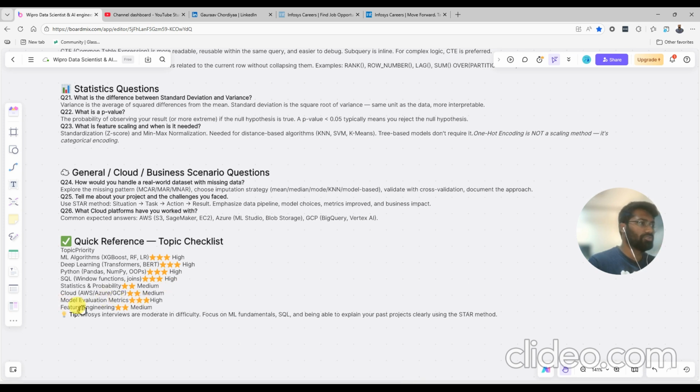Then cloud related questions depend on the position you are applying. Model evaluation metrics are very high, because if you know how to evaluate the model, only then can you answer questions related to how your model is working, is it good, bad, or whatever. Feature engineering, fewer questions. So in Infosys, my tip is interviews are moderately difficult, not very difficult, but sometimes difficult. Focus on ML fundamentals, SQL, and being able to explain your past project clearly using the STAR method, which is what I have explained here.